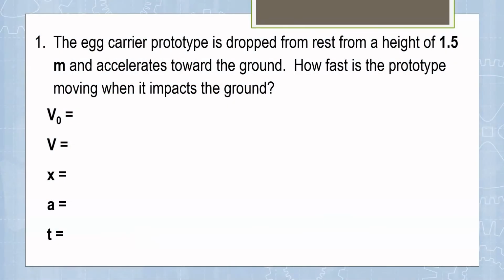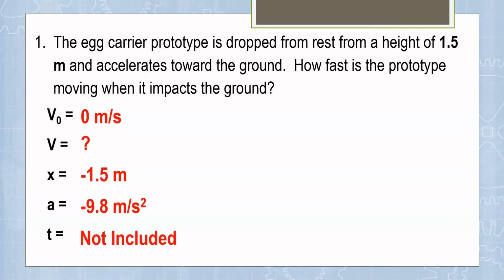Your egg carrier prototype is going to be dropped from a height of 1.5 meters and accelerates towards the ground. Now, how fast is that prototype moving? That's the important question. We know that it's moving from rest. It's speeding up along that distance of negative 1.5 meters. Its displacement is 1.5 meters downward. And it's on Earth, so its gravitational acceleration here on Earth is negative 9.8 meters per second squared. We're looking for the final velocity, so that's our question mark.